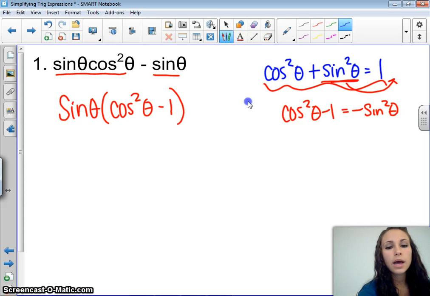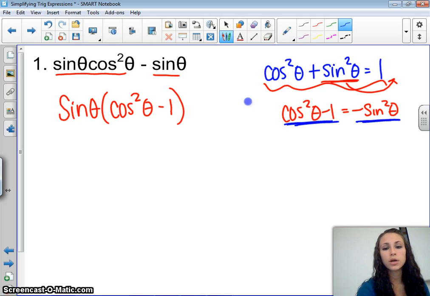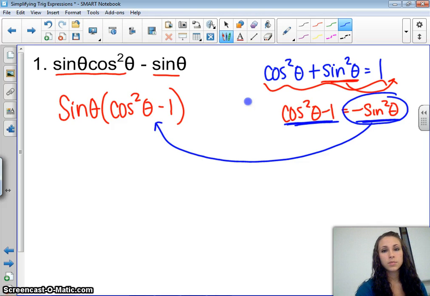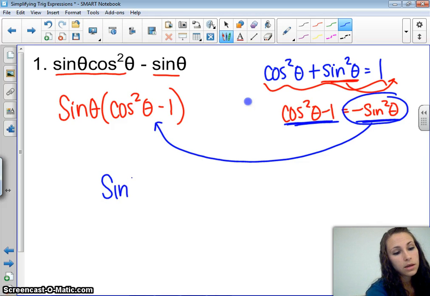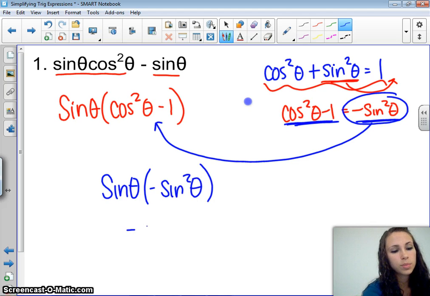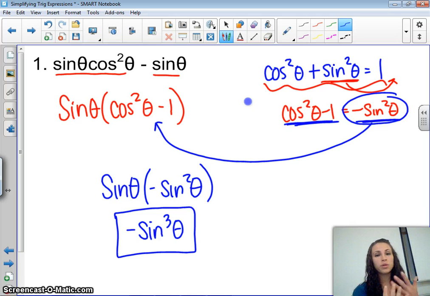So since I know cosine squared minus 1 is the same thing as negative sine squared, I can take this negative sine squared and plug it in for that. And so then this is just going to be sine times a negative sine squared. And so then when I combine those or multiply them, this is just going to be a negative sine cubed theta. And you'll know that it's simplified whenever you get down to like one basic function. And so all of the problems that I give you are like one basic function.